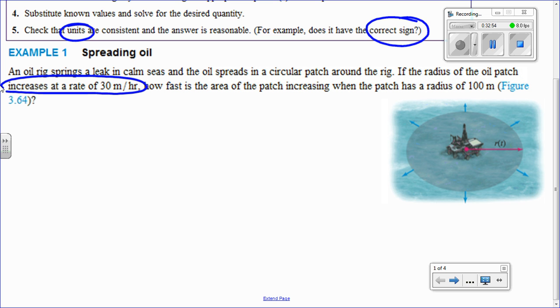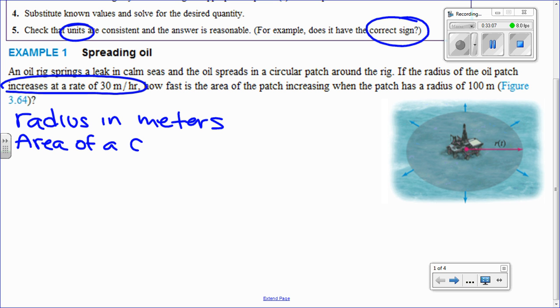We have two things here. We have a radius in meters, and then we are talking about the area of a circle. So just to get used to it, we're not going to be using x and y, okay? So what is the area of a circle? You guys should know that. Pi r squared. Okay.